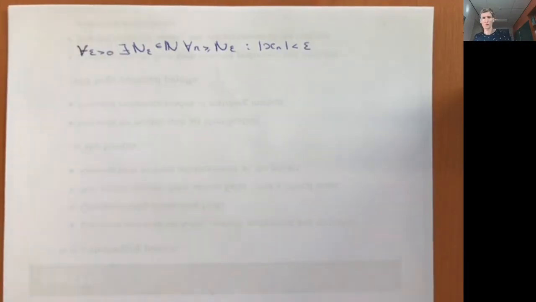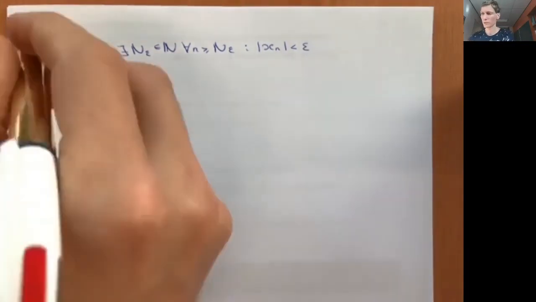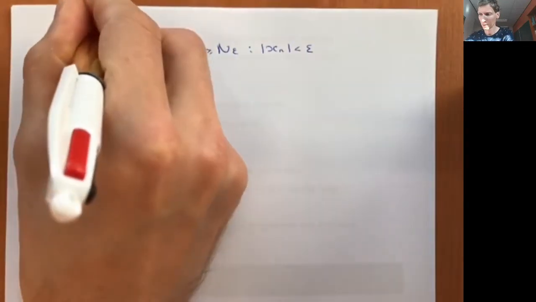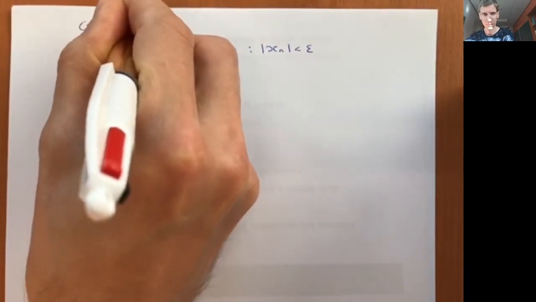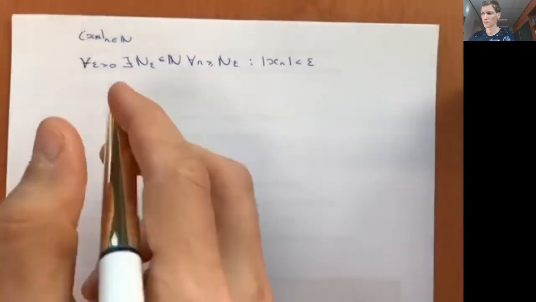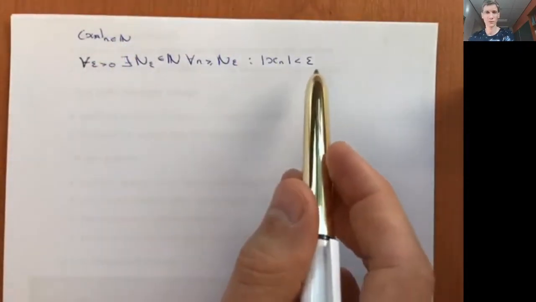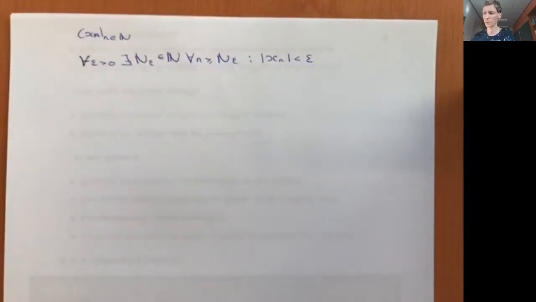Okay, so this is the definition of convergence of a sequence x_n. This sequence converges to 0 if this definition is satisfied. So let me give an example of how this definition may work.